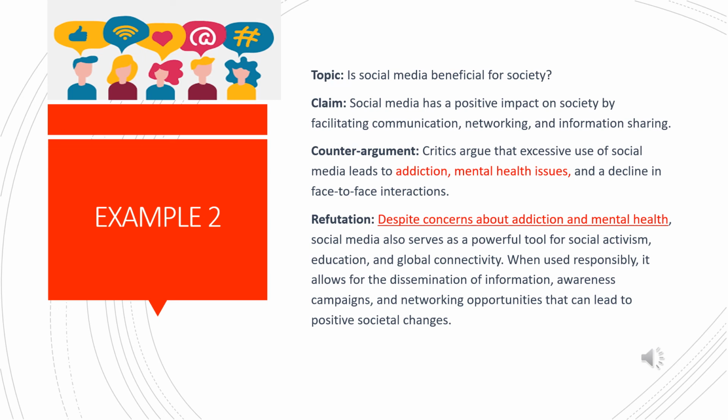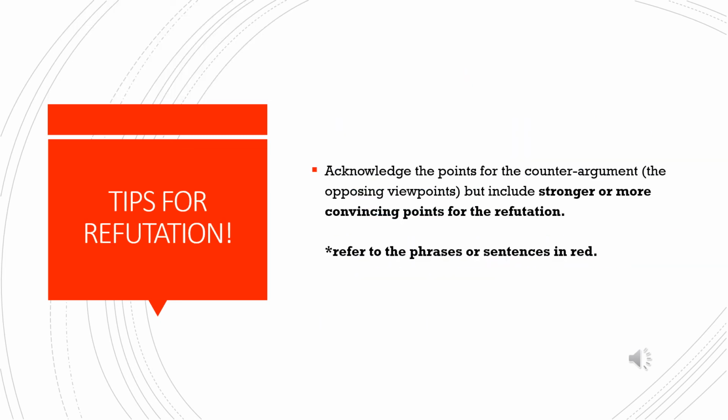So hopefully you're able to understand what is counter-argument and refutation by looking at this example. Do you notice that in these examples, we have acknowledged the points for the counter-argument or the opposing viewpoints, but we also include stronger or more convincing points for the refutation. So this helps to emphasize our stand or our initial claim. So you may do this in your argumentative essay to convince the readers of your stand.